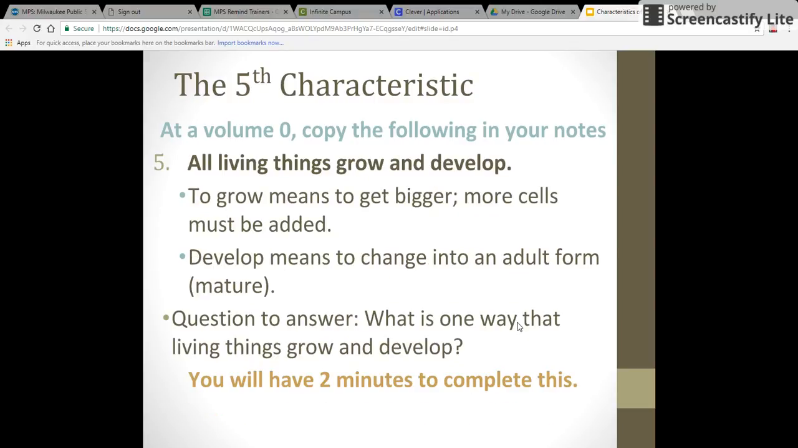The fifth characteristic is all living things grow and develop. To grow means to get bigger: adding more cells to the body, adding more cells to the mass, a cell getting larger over time. And develop means to change into a more adult form, also known as maturing.